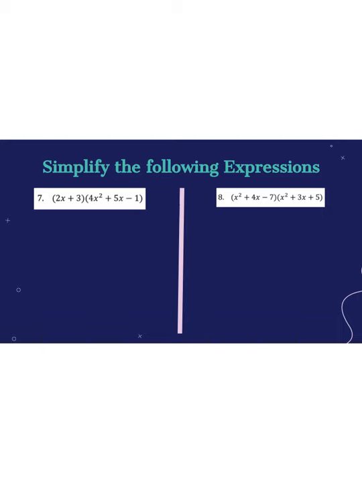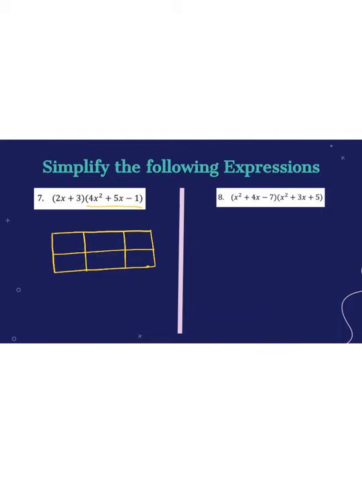I have 2x plus 3, and I'm going to multiply all of that by 4x squared plus 5x minus 1, and we're going to do that the same way we have been doing with that box method. So because I have 3 terms right here, I'm going to have 3 terms going across the top. Remember, you can go across the top or down the side with those 3. It doesn't matter. You just have to have 3 somewhere. It does not matter what order they go in.